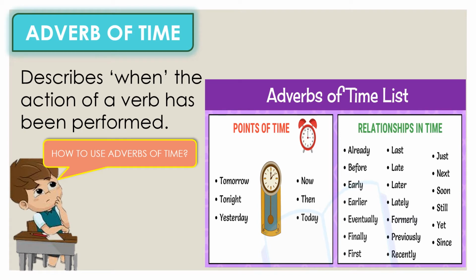Whereas in relationships in time, we have taken the examples like already, before, early, eventually, first, last, formerly, previously, still, yet, soon, etc. So these are the examples that we can use to talk about time, like how many times or at what time an action has been performed.